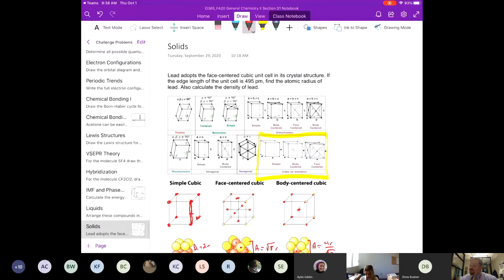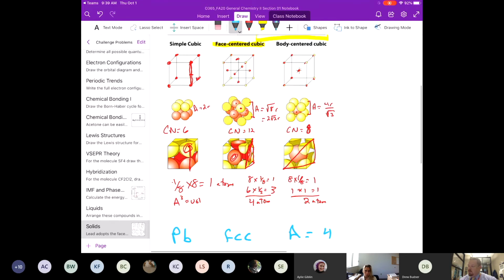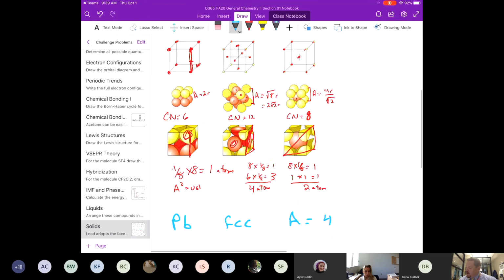So we have lead, and it's adopting a face-centered cubic crystal structure, right? So we are using this structure for our lead. If it has a unit cell edge length A of 495 picometers, we want to calculate the atomic radius and also the density of lead. Right? So we now have lead that is a face-centered cubic structure where our edge length A was 495 picometers.